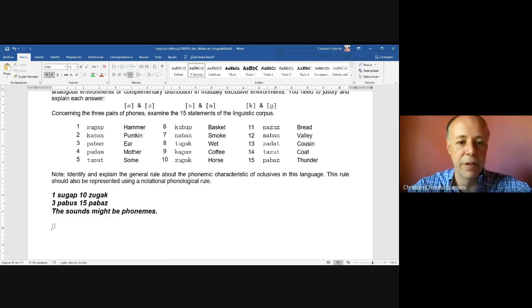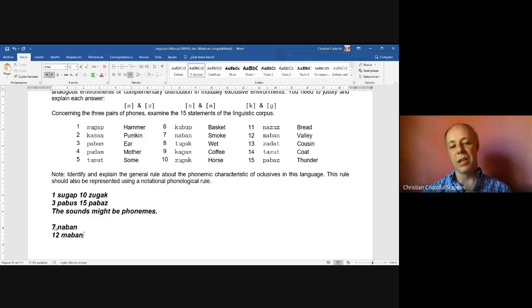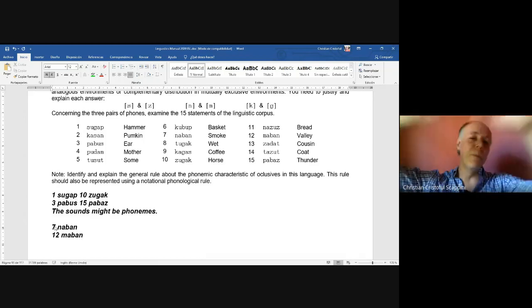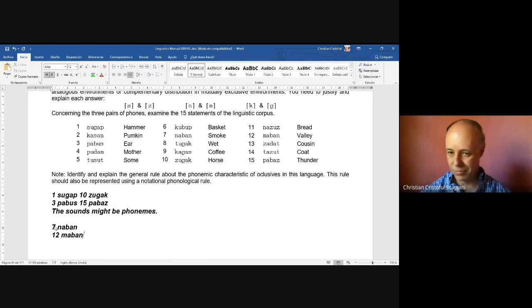Number 12 and number 7. 7 says navan and 12 says mavan. That means if I change the N for an M, the word has a completely new meaning. If I say navan, it means smoke. If I say mavan, it means valley. There is a minimal pair.